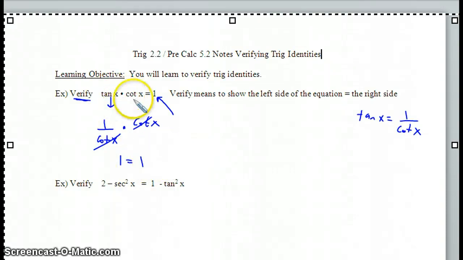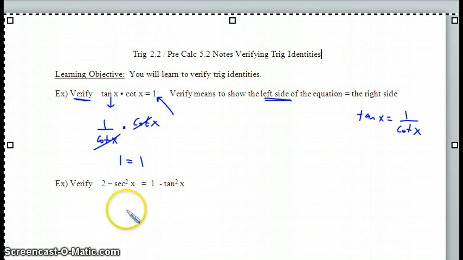Notice at no point in time did I take anything from over here and move it over there. I didn't divide by the cotangent. I'm not trying to move anything over to the same side as the 1. I'm trying to manipulate this side to get it to reduce down to 1. Well, that's going to be very important that what you do is you work with the left-hand side of the equation to make it look like the right-hand side. So let's apply that same concept here. I have to try to get this 2 minus the secant squared to equal 1 minus the tangent squared.